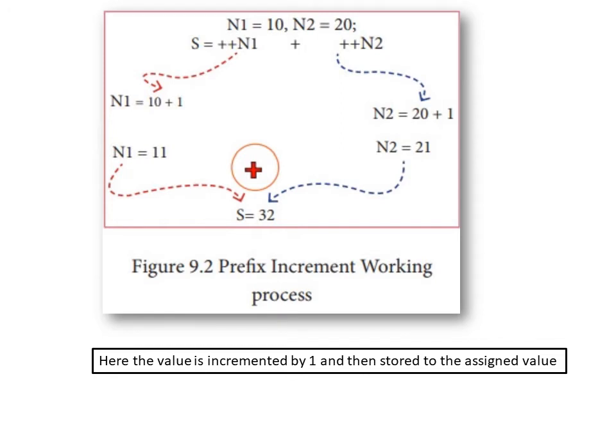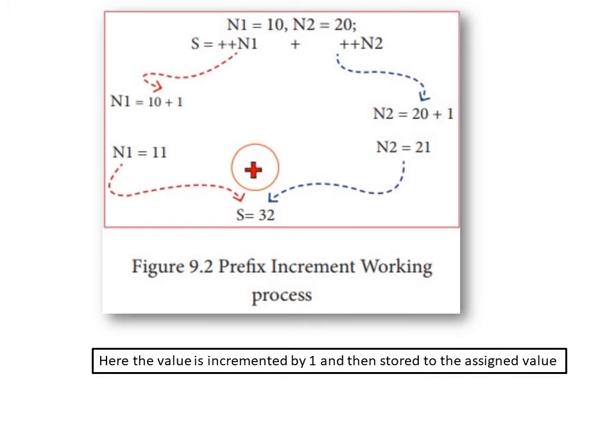This is the prefix increment working process. Now, the question here is plus plus n1 plus n2. n1's value is 10 and n2's value is 2. Here, the speciality of prefix is that when we write plus plus n1, it immediately adds 1 to the n1 previous value and gives n1 a new value, and that new value is added to the new value of n2. n2's value is 21, so together we got the value 32.